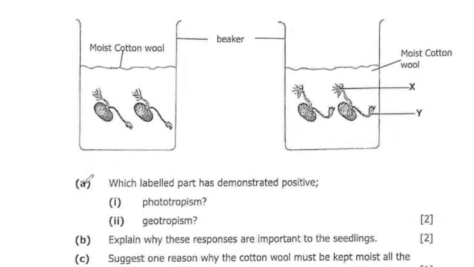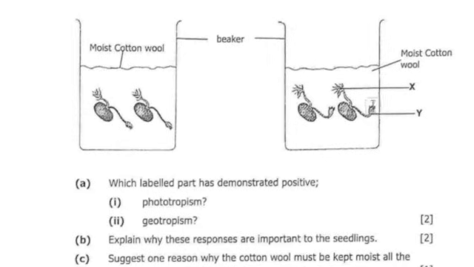So question number 3A is, which labeled part has demonstrated positive phototropism? Phototropism is the response toward light. This is the response of the shoots of the plant towards light. So how have the shoots of these seedlings responded? You can see we started from here.